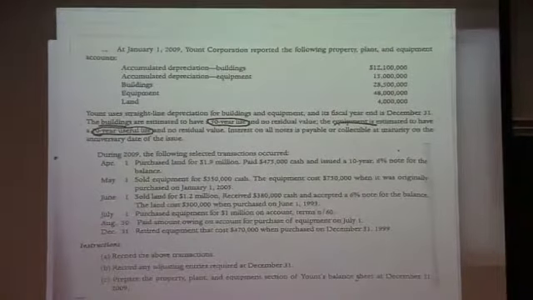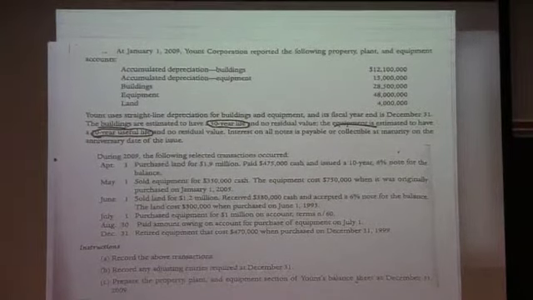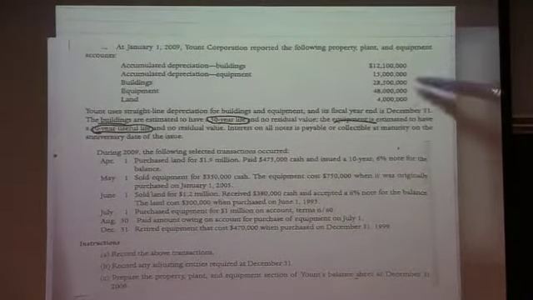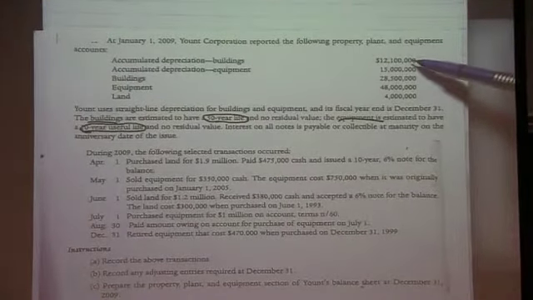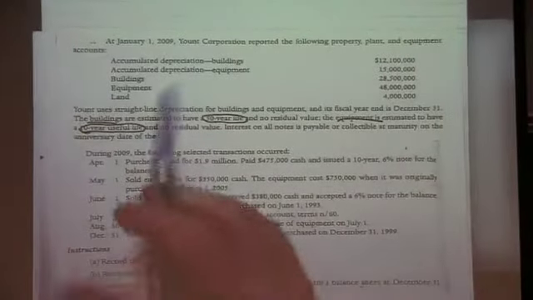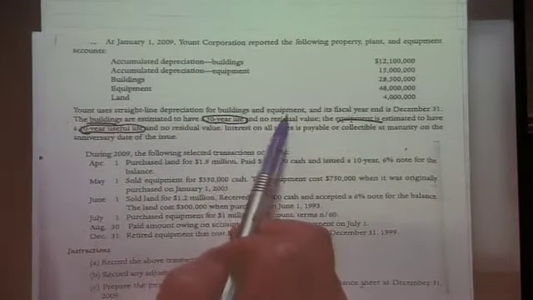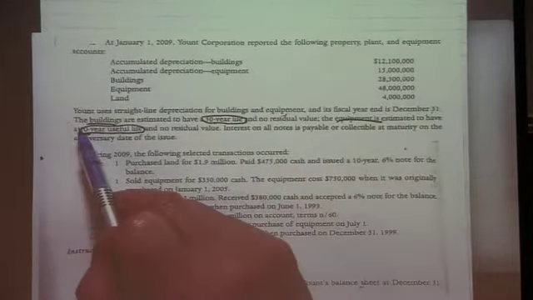So this question starts with: on January 1st, 2009, the beginning of the year, the company reported the following property, plant, and equipment accounts. So they're giving you the building, the equipment, and the land, and they also gave you accumulated depreciation balances for both the equipment and the building. Now, they gave us some information, and the first one they said is they use straight line depreciation for building and equipment. And they also told us that the fiscal year end is December 31st.